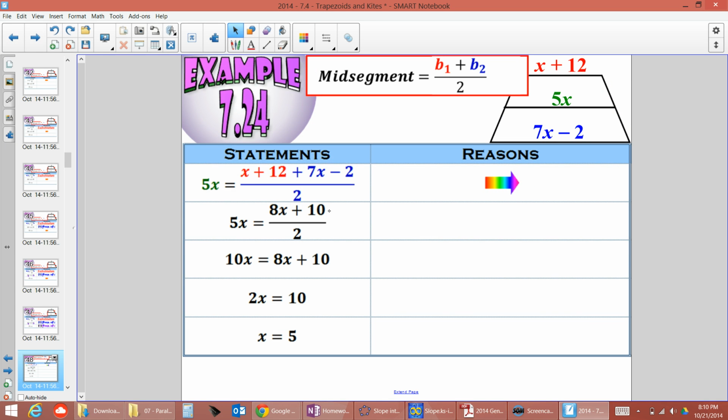Mid-segment, base 1 and base 2. Now here's where it gets more complicated. No longer am I using single numbers. I'm now using complex variable patterns. So now I say, what's my mid-segment? It's 5x. It goes right here.